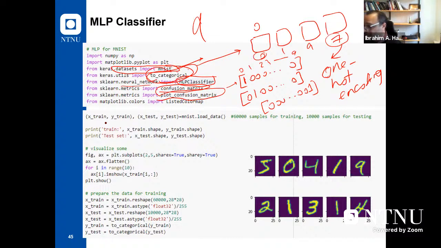First, we need to get the data. The data is already divided into X train, Y train, and X test, Y test. As we said in the last slide, we have 60,000 images for training and 10,000 for testing. We will get it directly using this one. So now we have our images, and after that, if you want, you can plot some of them.